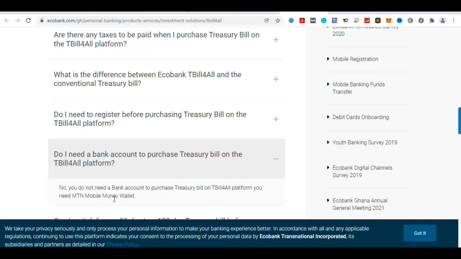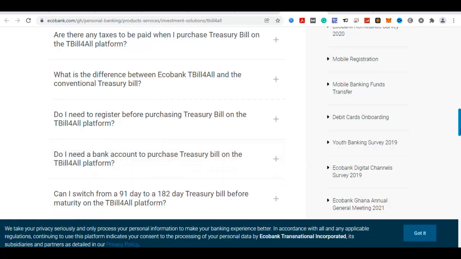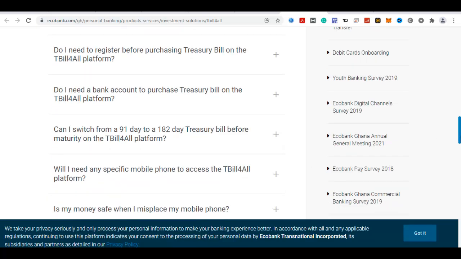All you need is an MTN mobile money wallet on your mobile phone. That is all. And I believe almost every Ghanaian has one. Okay. Another question: can I switch from a 91-day to a 182-day Treasury bill before maturity on the T-bill platform?